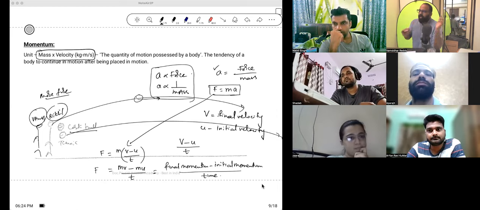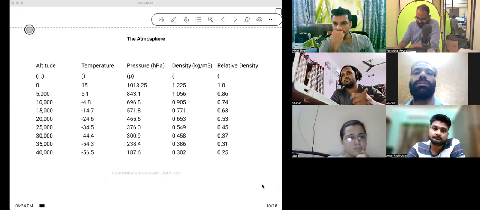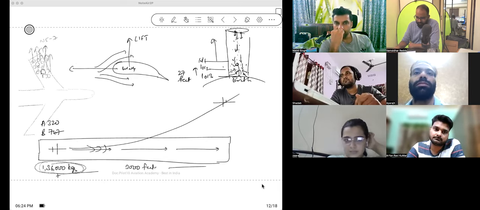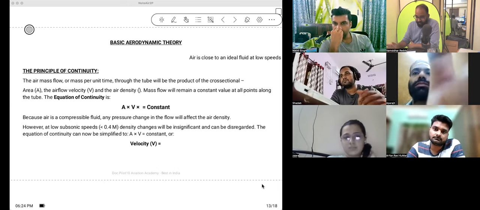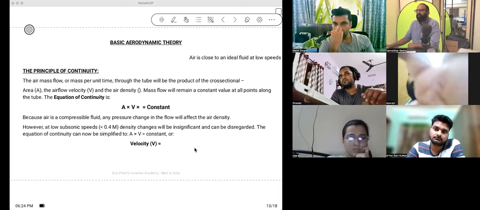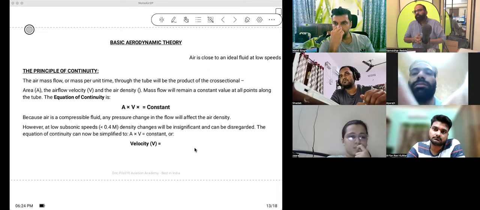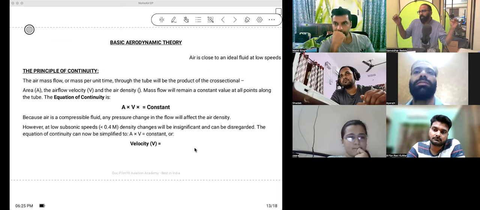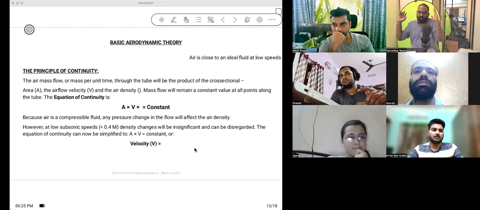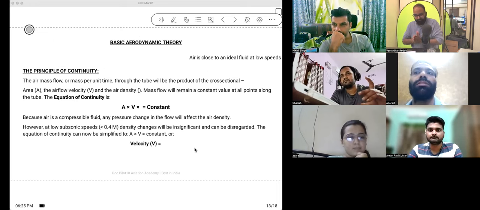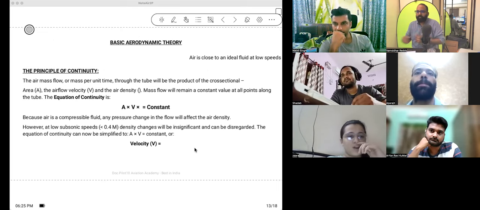Clear? Fine. Actually, I have to complete the atmosphere also. I have to give an introduction and complete some things which I could not. I'm not feeling very well, so we'll continue in the next class. The next class will be a super class. I'll teach you how lift happens, Bernoulli's theorem. You would have never seen Bernoulli's theorem in the sense which I'm going to show you. I'll see you in the next class. Take care. Bye-bye.